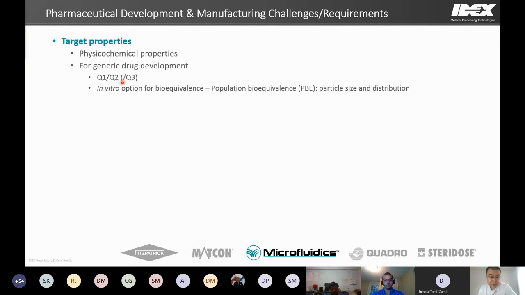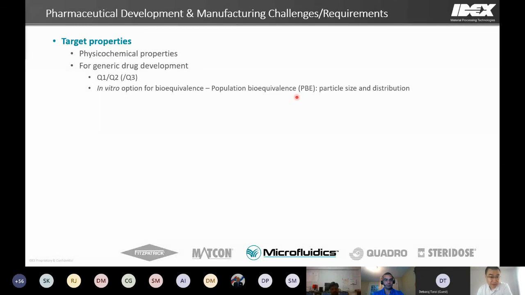For some complex generic products, a third requirement, Q3, which means physical-chemical similarity, sometimes may also be necessary. According to FDA's product-specific guidance for generic drug development, many drug products, including some ophthalmic drugs, can use the much easier in vitro study option instead of going the full in vivo way to demonstrate bioequivalence. As part of the Q3 physical-chemical test, population bioequivalence, or PBE, based on the particle size and distribution within a 90% confidence interval is a key criterion that needs to be met.